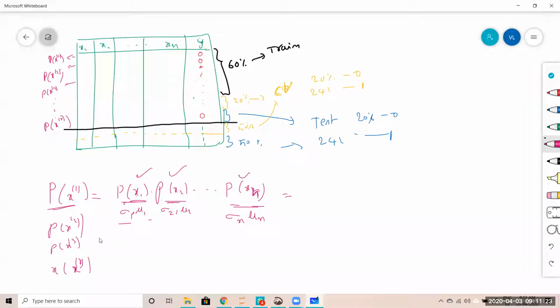So far, are you all good? Data preparation and calculating probability. Are you all guys good? Any questions?